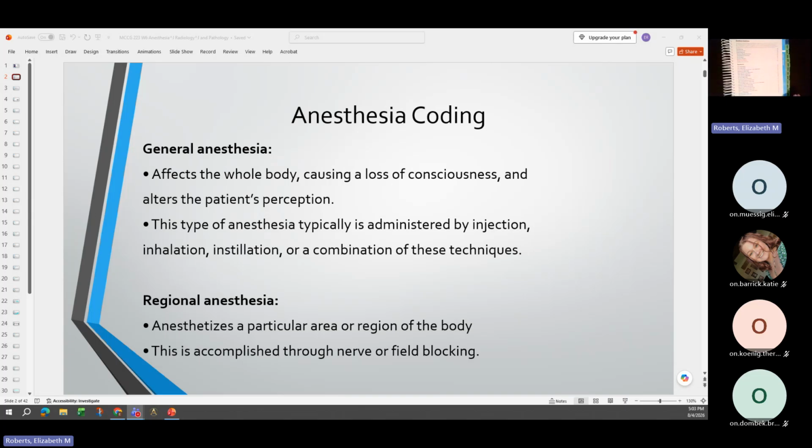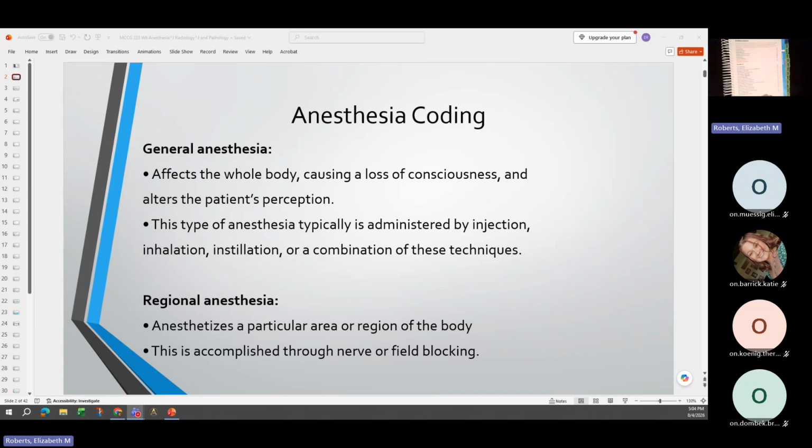This is the general anesthesia where you're just completely out, right? This is where the patient is intubated. It affects the whole body. It causes a complete loss of consciousness. So the patient literally can't even breathe for themselves most often, right? The anesthesiologist is assuming those functions for the patient. It's typically administered by injection, inhalation, instillation, or a combination of these techniques, again, administered by an anesthesiologist. So that's what we're coding for when it comes to the services in this section of the book. And this is what you would consider anesthesia.